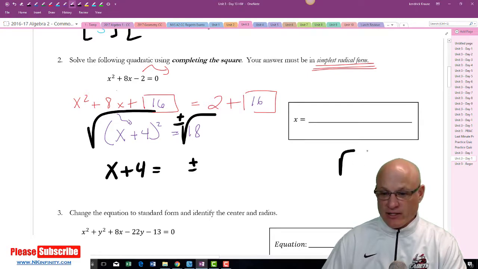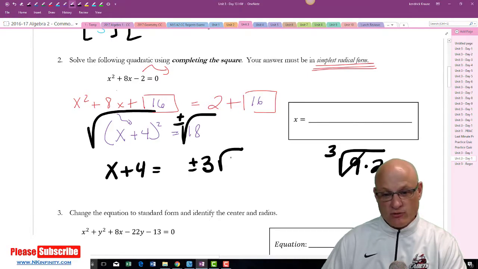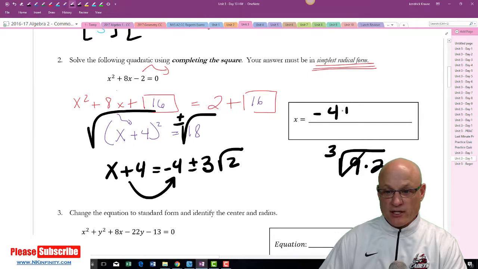So the square root of 18 I'm going to do over here. Isn't that 9 times 2? And isn't the square root of 9 3? So doesn't this become just 3 square roots of 2? Slide this over, I get negative 4. So my answer is negative 4 plus or minus 3 square roots of 2.